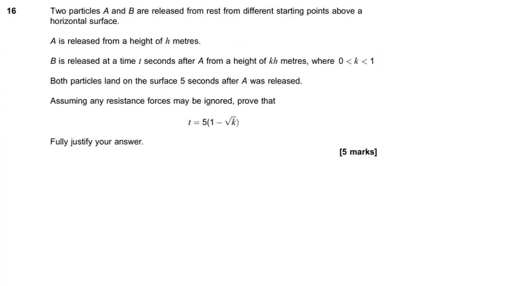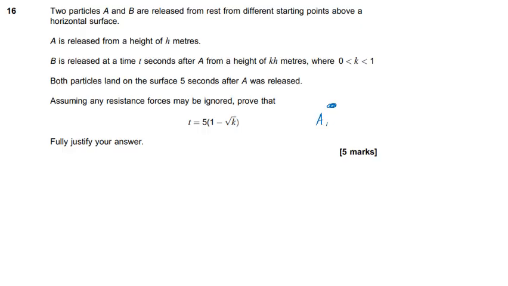Okay, so in this question, we've got two particles dropping onto a surface, and A is released from a height of h meters, B is released t seconds after A drops from a different height, and both particles land on the surface 5 seconds after A was first released. A little timeline of what happened might be useful here.